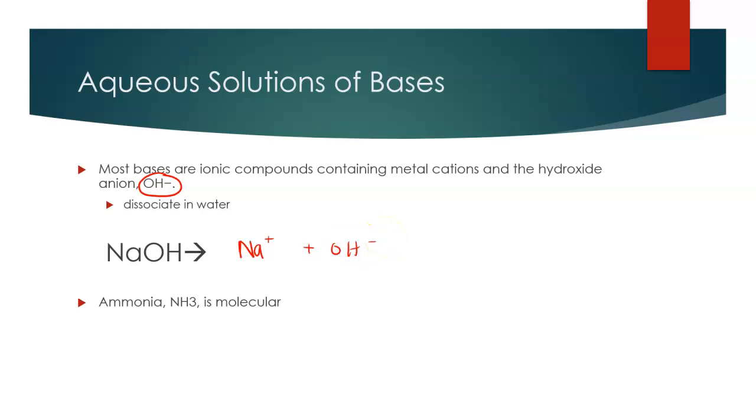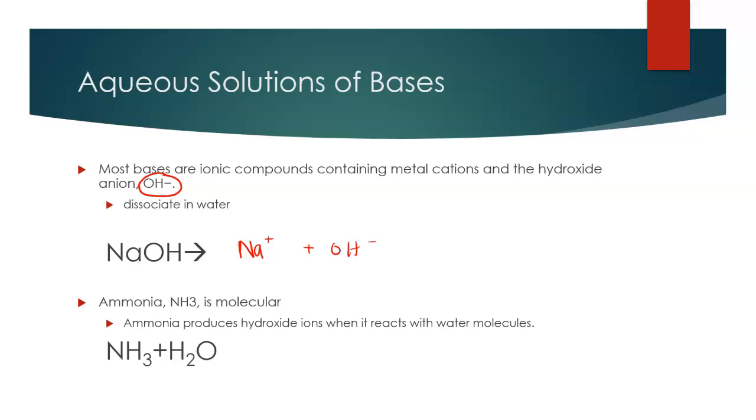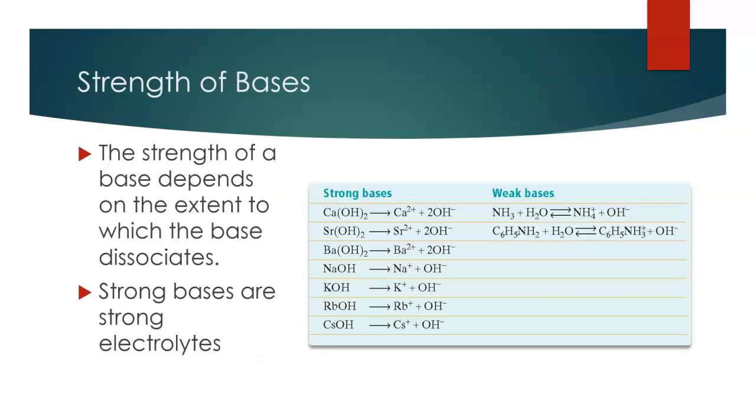In comparison, ammonia, NH3, is a molecular compound and a weak base. Ammonia produces hydroxide ions when it reacts with water molecules, but it's going to be one of those forward and back reactions. Some of the hydrogen is going to go over and create that ammonium ion, but some of it is also going to stay with the nitrogen, so it does not completely dissociate, so it's a weak base.